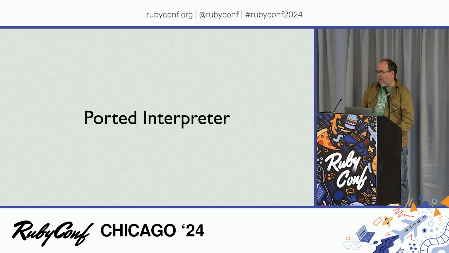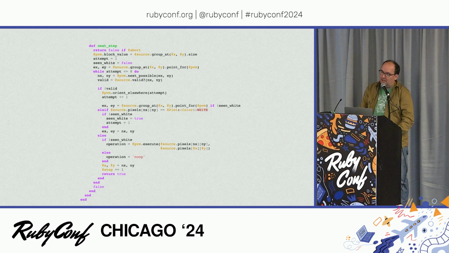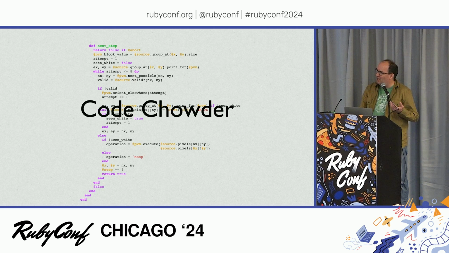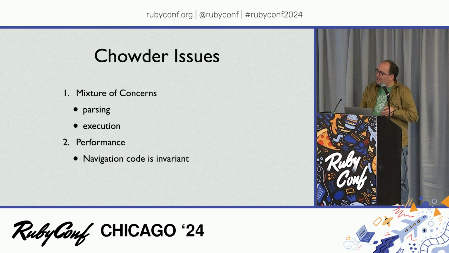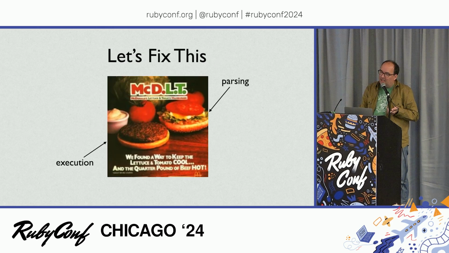Okay, so I quite literally ported the interpreter. I don't expect you to read that, or I'm not sure if you can even read it. But it's almost all in one method. It's kind of what I call code chowder. There's just way too much stuff in a method. So it has a mixture of concerns. It's continuously reparsing and changing that direction pointer and codel chooser. And that's invariant logic. So we need to fix that.